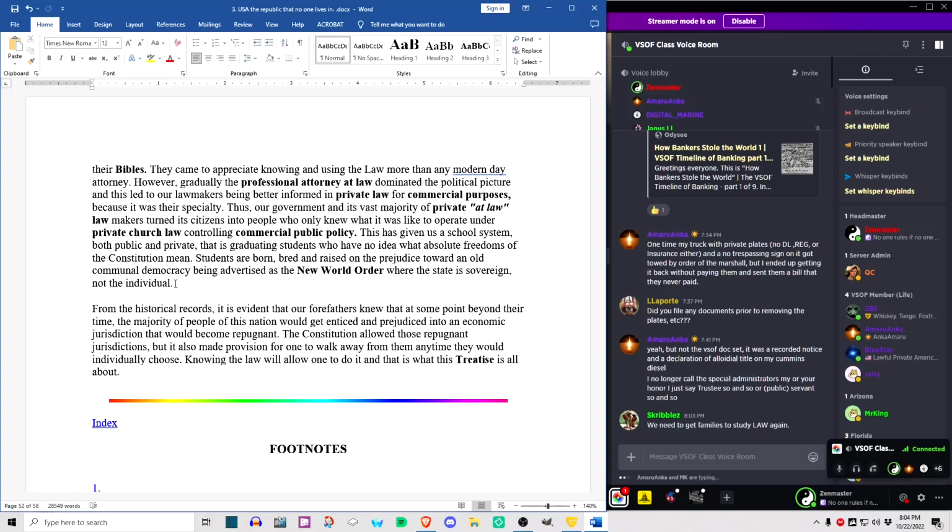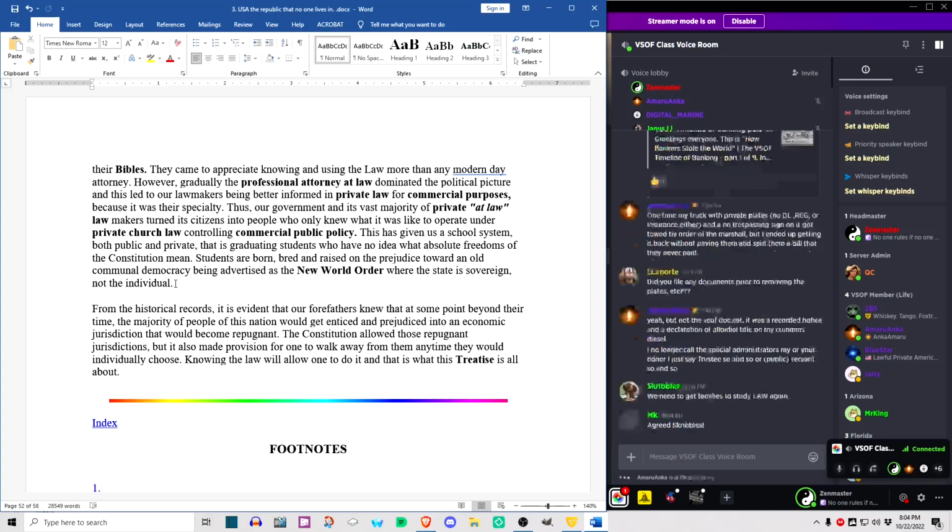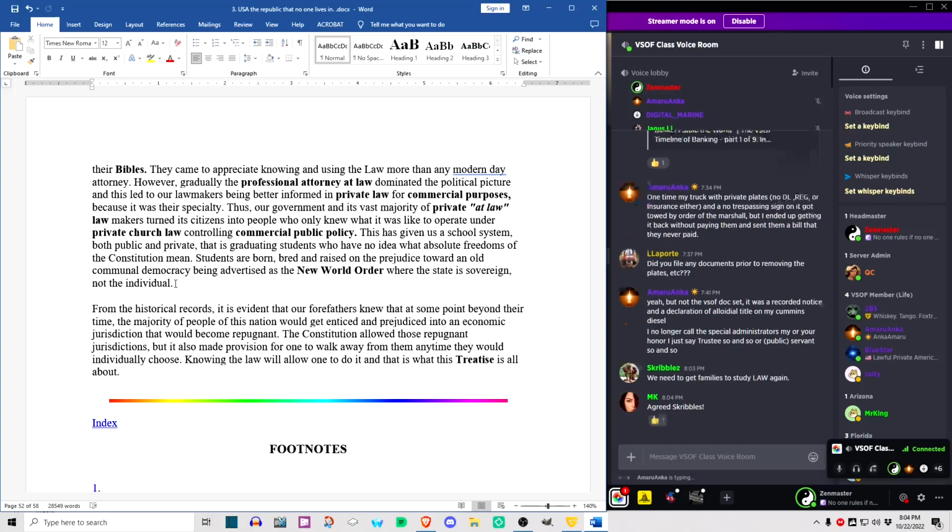The Constitution allowed those repugnant jurisdictions, but it also made provisions for one to walk away from them any time that they would individually choose. Knowing the law will allow one to do it, and that is what this treatise is all about. And that is the end of our reading.